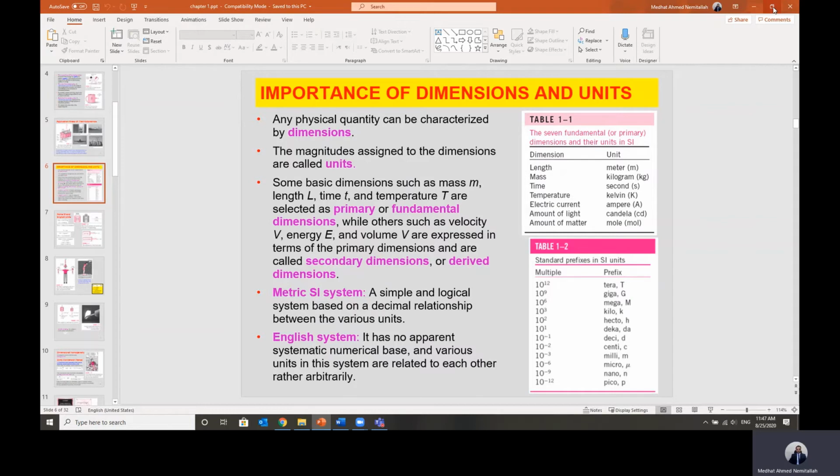I will just give you a kind of introduction about the dimensions and units.